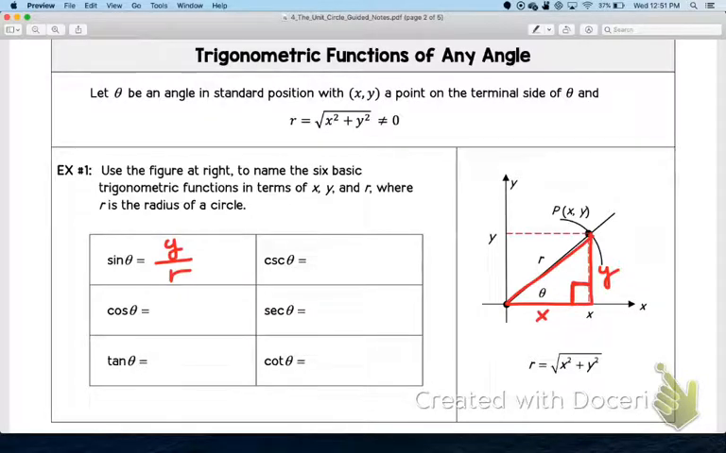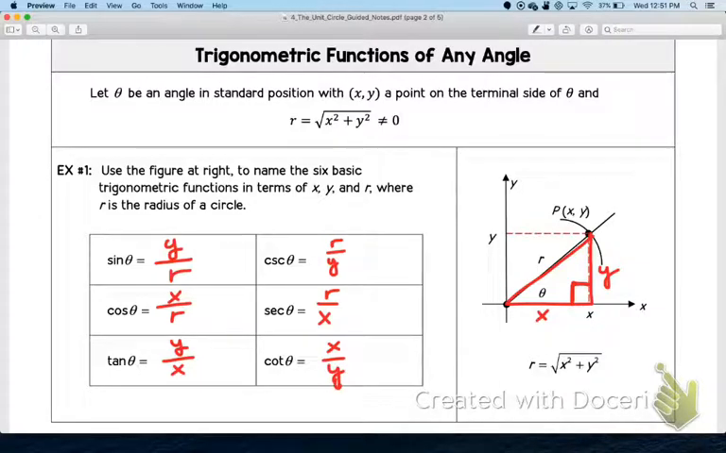The cosine is adjacent, so x over hypotenuse, which is r. Tangent is opposite, so y over adjacent, which is x. Cosecant would be the reciprocal of the sine, so r over y. Remember, your co-functions don't go together. Secant is the reciprocal of cosine, so r over x. Cotangent, reciprocal of tangent, so x over y.